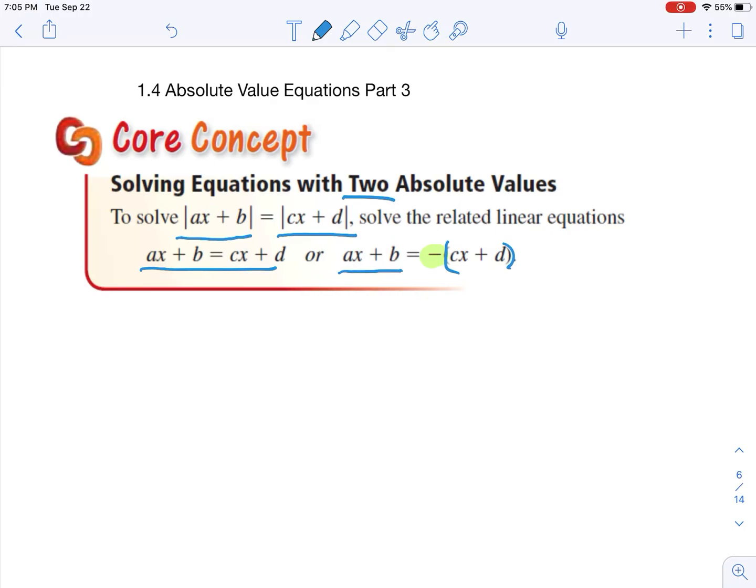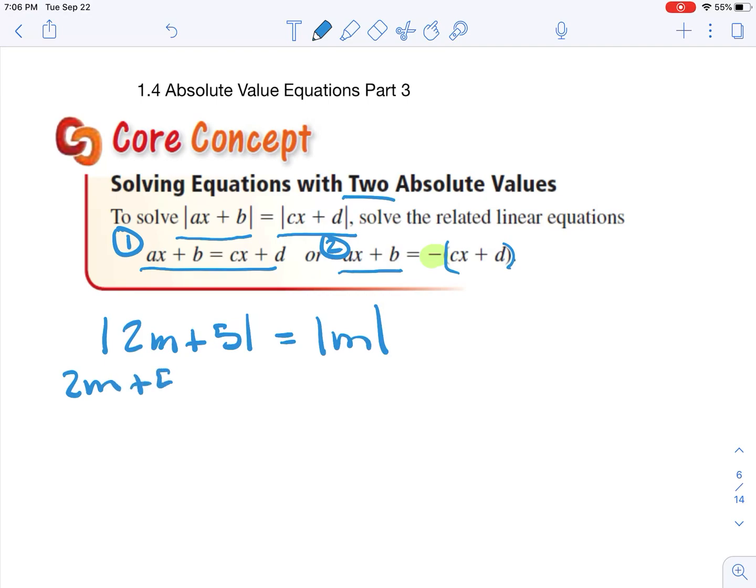So here's an example. The absolute value of 2m plus 5 equals the absolute value of m. Okay, so now we have two absolute value marks. So let's just follow each of these examples here. So I'll do the first one. The first example is just write the equation as is. So 2m plus 5 equals m. Okay, so there's the first one. Same exact thing, just get rid of the absolute value marks.